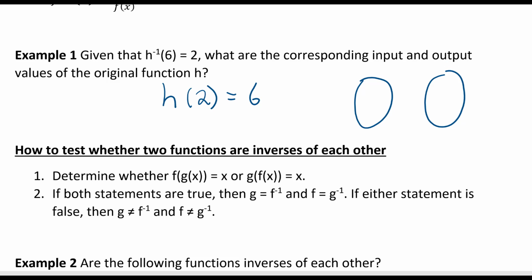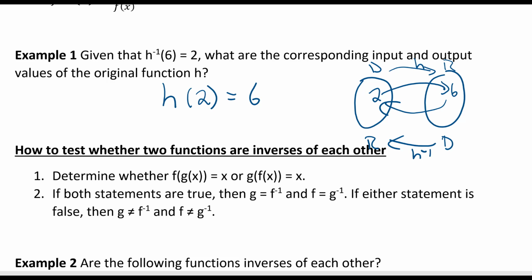Okay, so here's our domain of the original. Here's the range. This is the domain of the inverse and the range. So this goes that way by h. This goes this way by h inverse. So h takes 2 to 6. H inverse takes 6 back to 2.